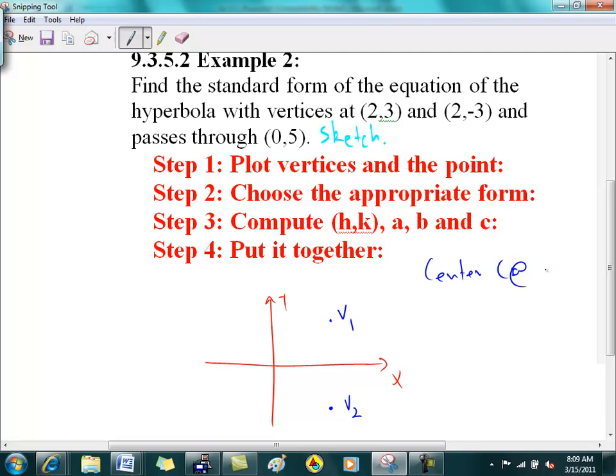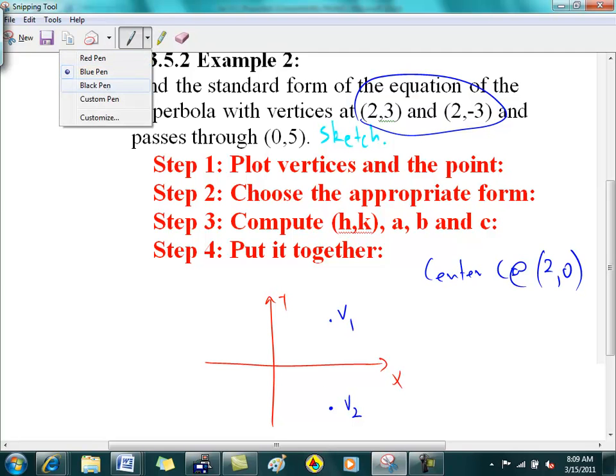Center at (2, 0). Is everybody okay on that? It's halfway between these two points, the average of those two. So here's my center. Okay, so then the next step is to choose the appropriate form.